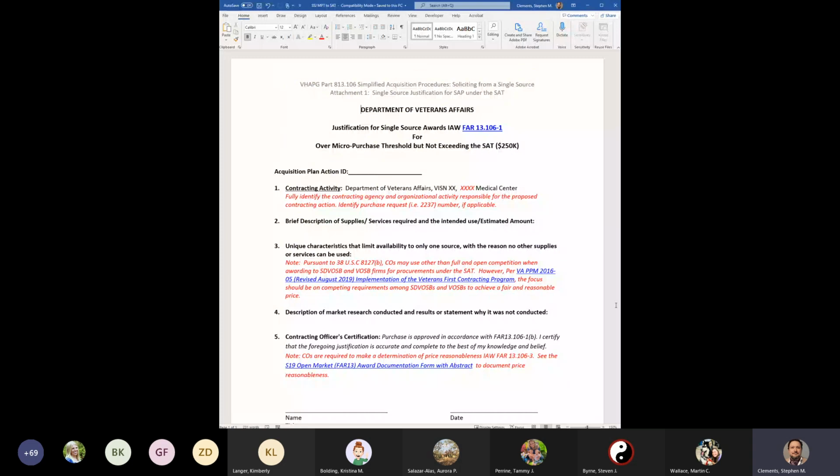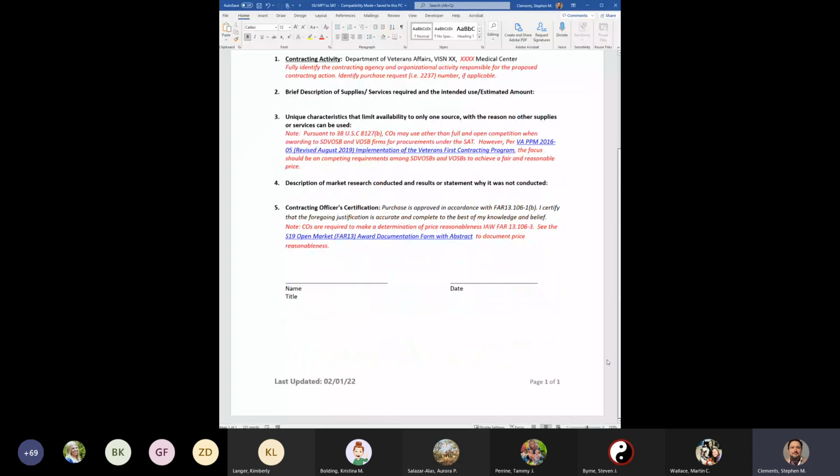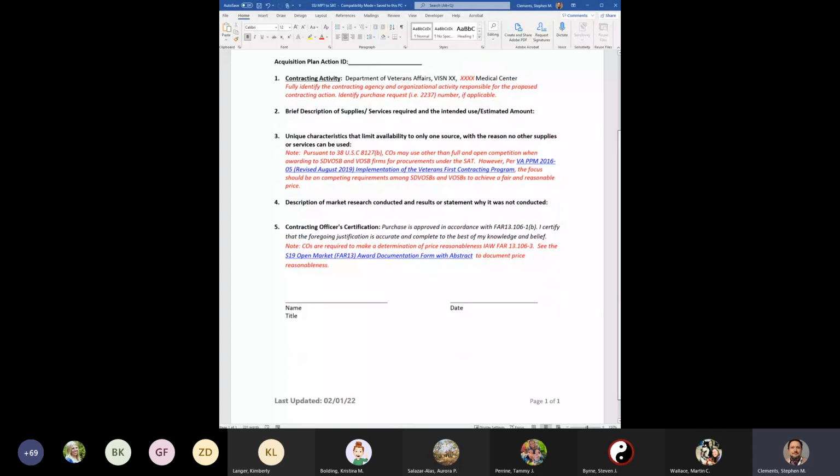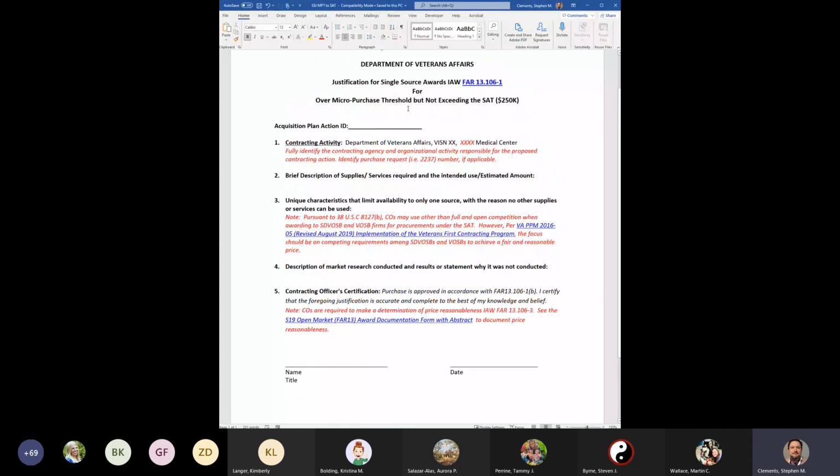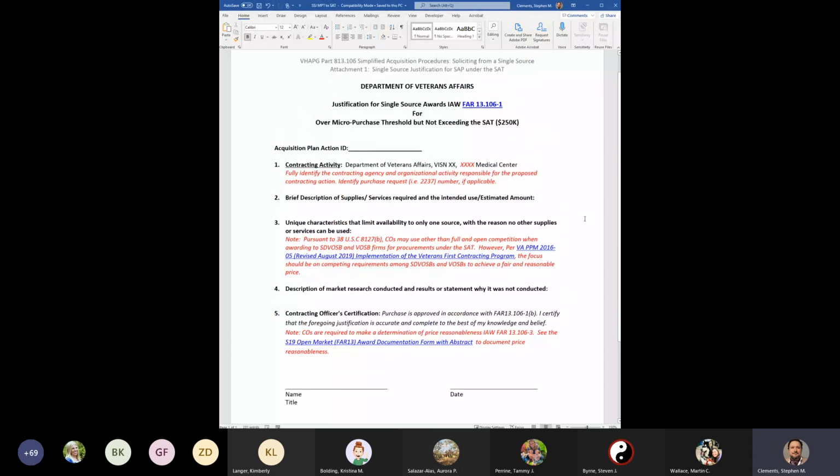COs don't like it any more than we do, believe me, because they got plenty of more work to do without just copy and pasting everything. But it is something to pay attention to. So every time that you make a new package, make sure you're grabbing the most up-to-date version. And as you can see, this is one page, and this is about the simplest version of a sole source document that we can work with.